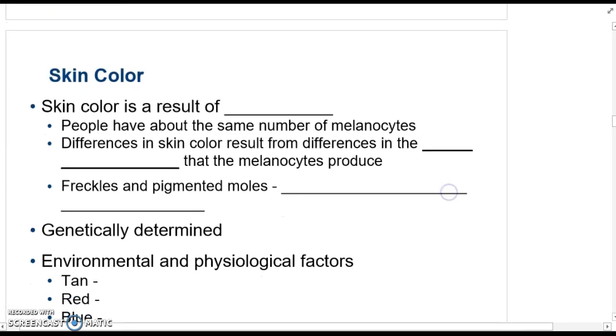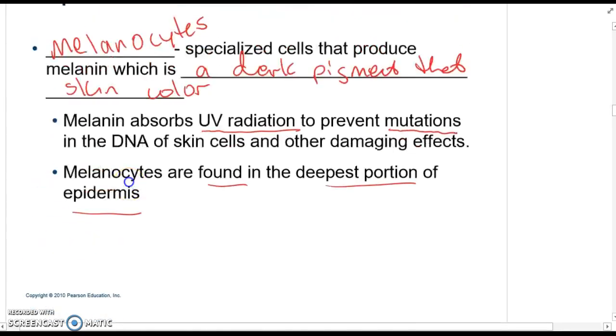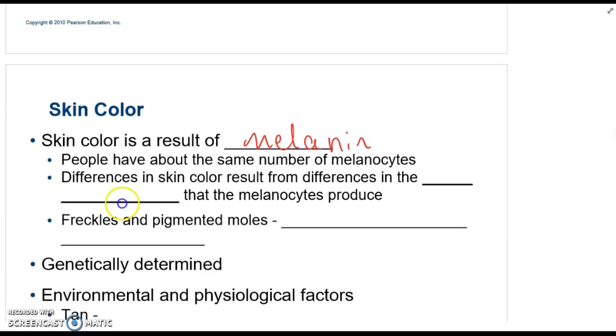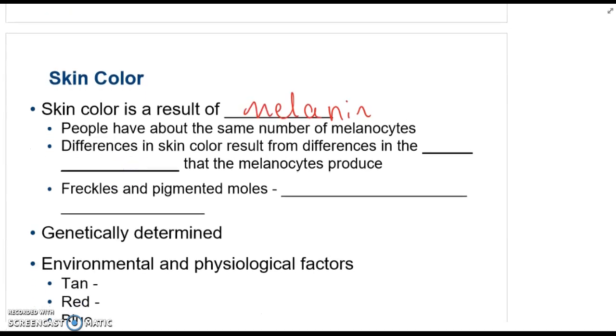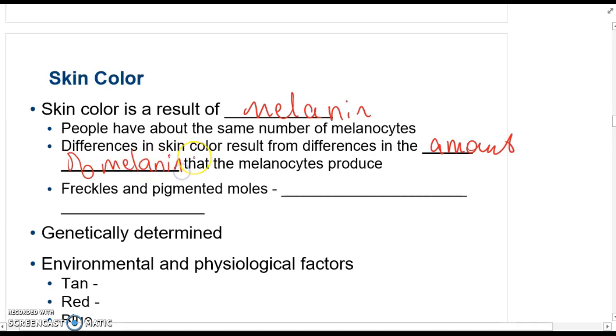Okay, so here we are. Skin color is a result of melanin. So people have about the same number of melanocytes, which we already said before what it does. So we basically all have the same amount of those, but what's actually giving us the difference in skin color is the amount of melanin that those actual melanocytes produce.